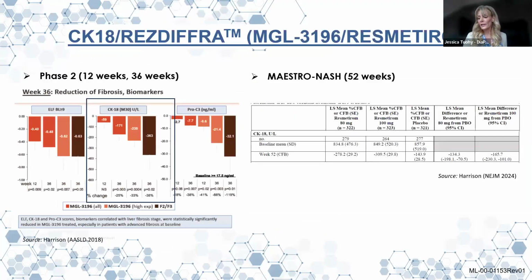As I mentioned earlier, resmetirom, or Rezdiffra, is the first approved drug for MASH, and CK18 was included in the phase 2 study, when resmetirom was still called MGL-3196. And we're super proud that CK18 was also one of the biomarkers that was measured in the MAESTRO-NASH study, which was the pivotal trial that led to the FDA approval of Rezdiffra. In both studies, treatment with resmetirom caused a dose-dependent decrease in CK18 levels as compared to placebo.